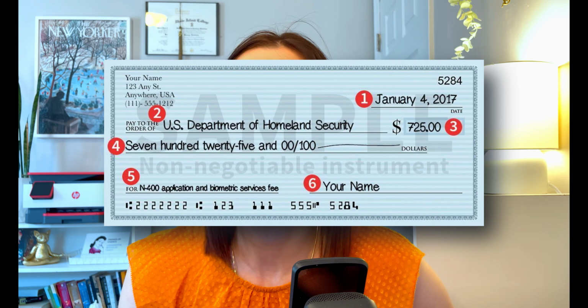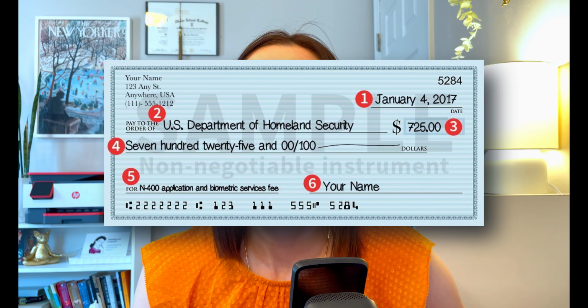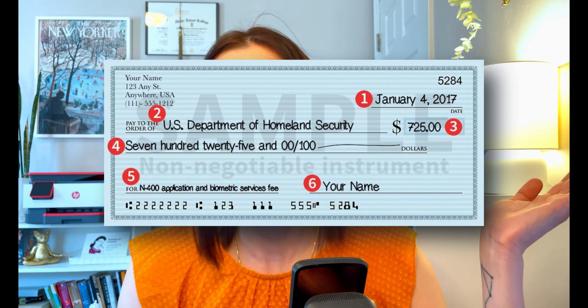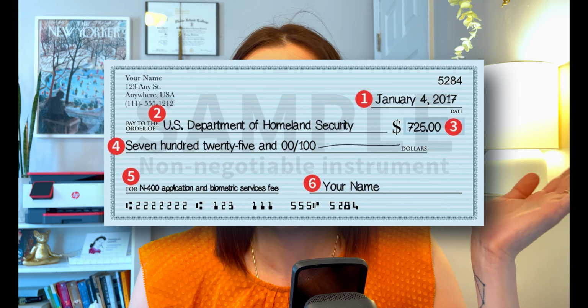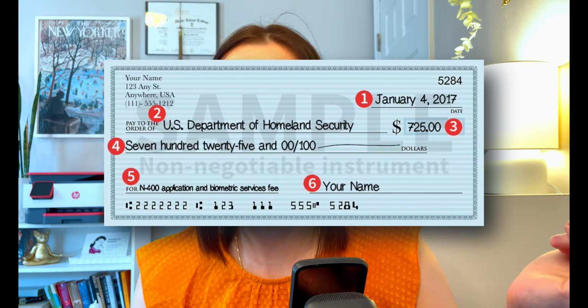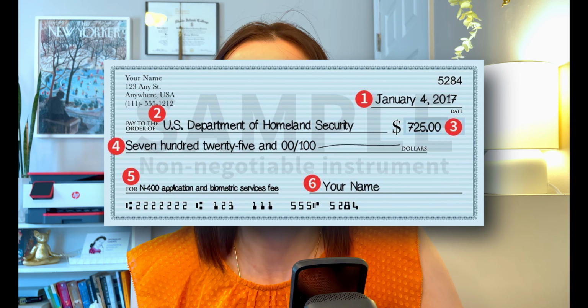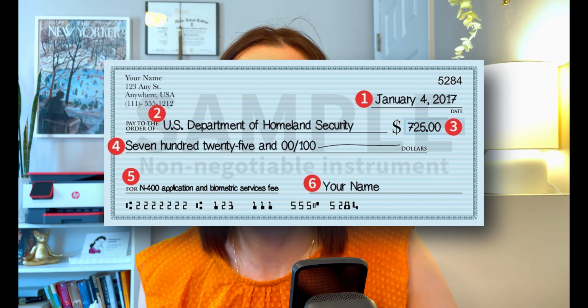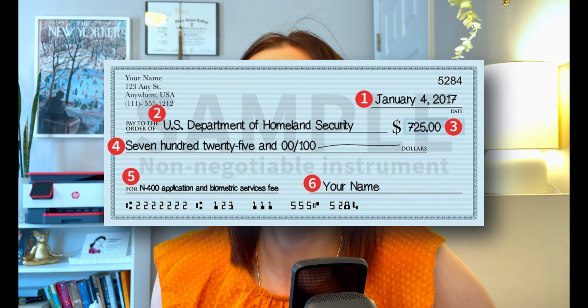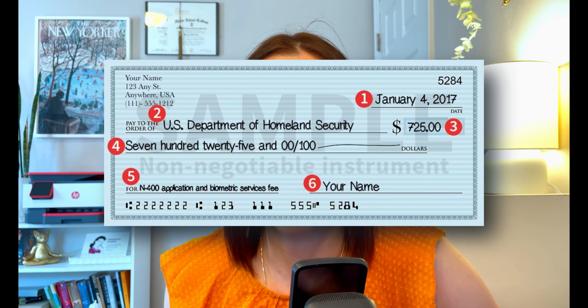USCIS also posted a very good example on their site indicating how exactly you must address and fill out your check. Pay attention to the way they are addressing the check to U.S. Department of Homeland Security with no abbreviations. And then also, obviously, don't forget to sign the check. Don't forget to make sure that the amounts on the check are correct, and also make a note of what exactly this check is for.